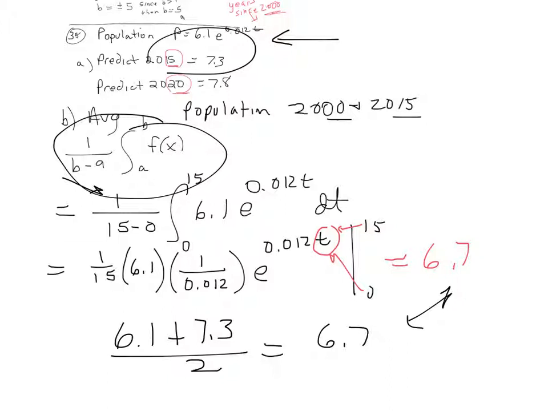When you plug in the 15 and the 0, you add the results? Subtract. Yeah, in other words, let's write it as my P of 15 minus P of 0. Yeah, subtract the two. Thank you.